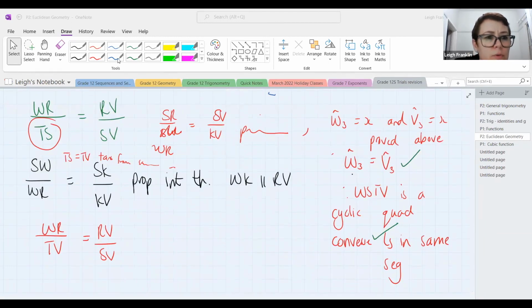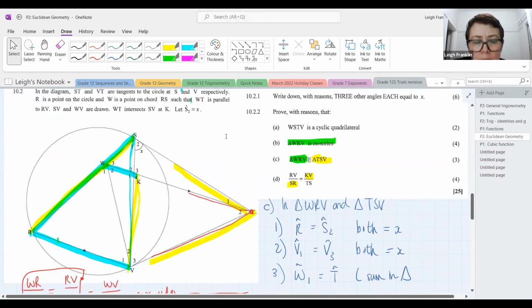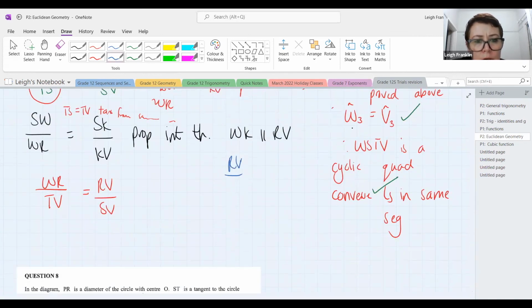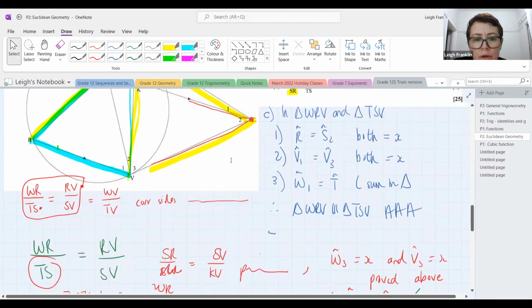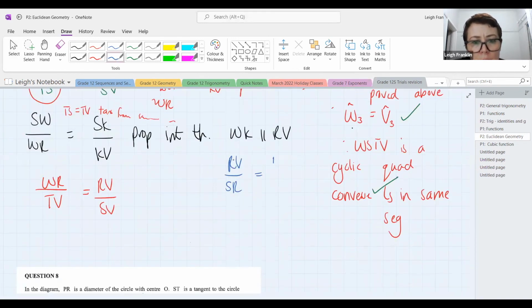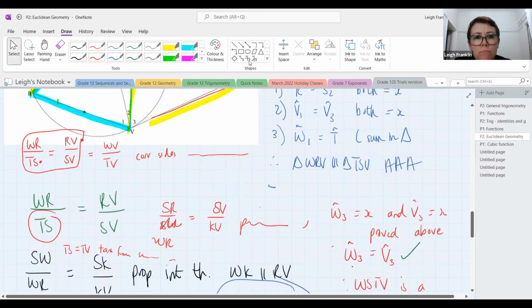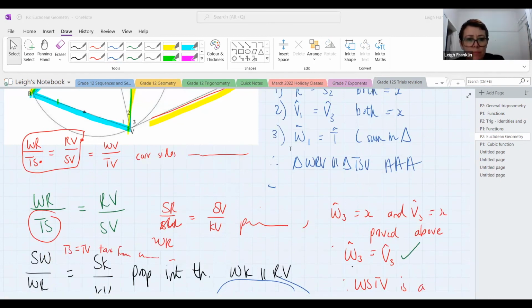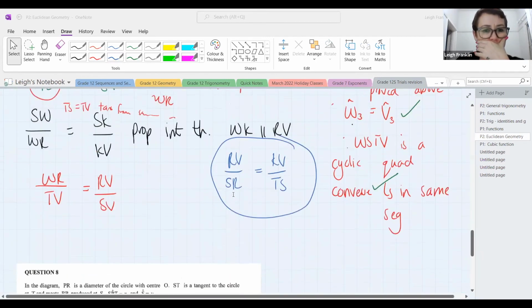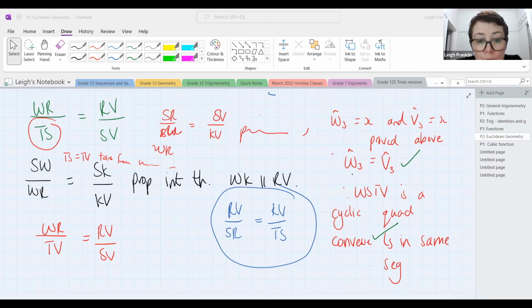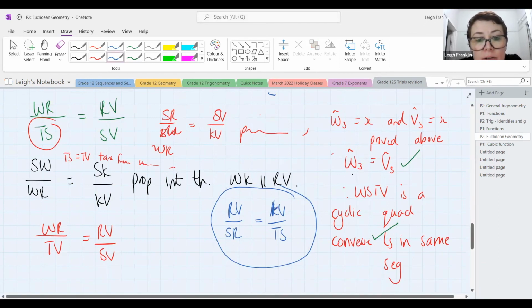It's also so difficult when you have to go up and down and up and down. RV over SR is equal to KV over TS. Yes, no, we are still doing grade 12 work. Don't stress. Of course we are. So it's got to be something that we know. They're not asking us anything outside of our syllabus, so we're on the right track here.